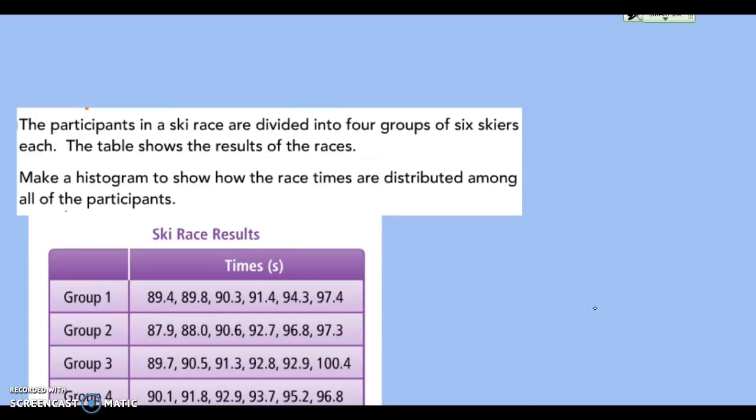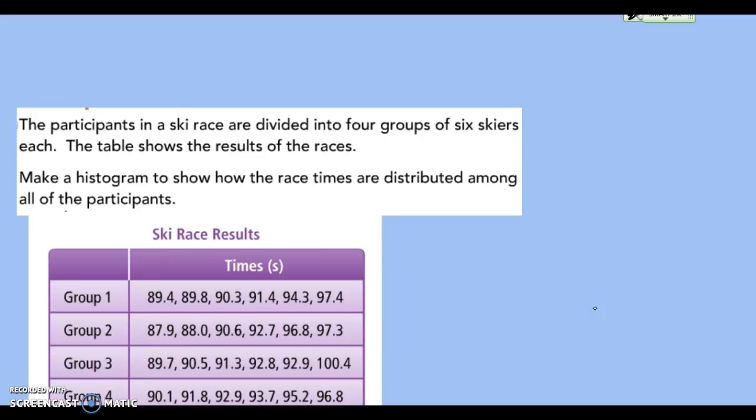Now the participants in a ski race are divided into 4 groups of 6 skiers each. The table shows the results of the races. Make a histogram to show how the race times are distributed among all of the participants. All right, so here you can see you have 4 groups and you have your times.